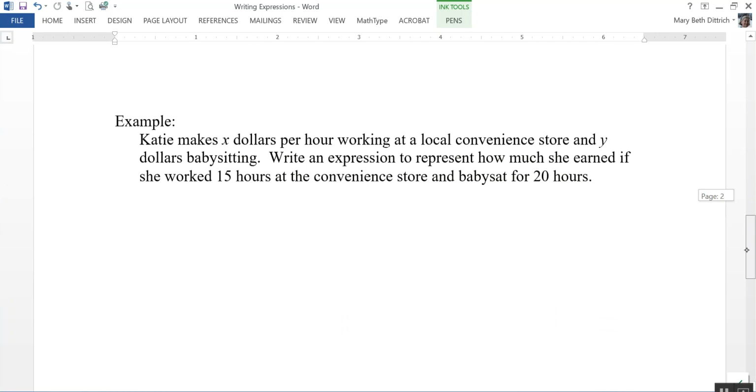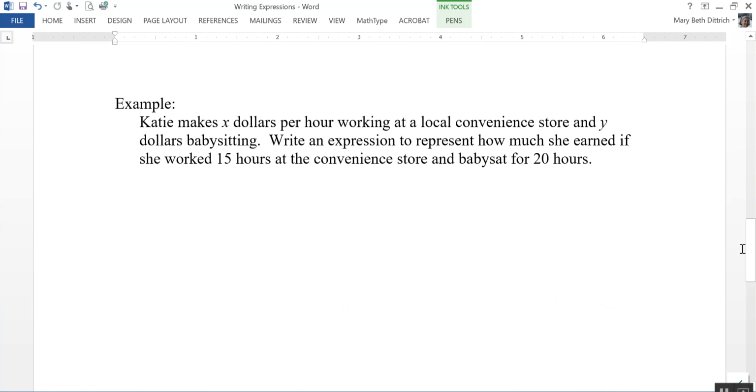And here's one last example. Katie makes x dollars per hour working at a local convenience store, and she makes y dollars an hour babysitting. We need to write an expression for how much she earned if she worked 15 hours at the convenience store and babysat for 20 hours. So she's worked 15 hours at the convenience store, and every hour that she works, she makes x dollars. So the expression 15x represents how much total money Katie has made working at the convenience store.